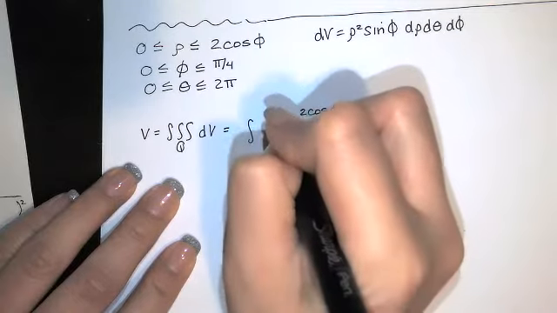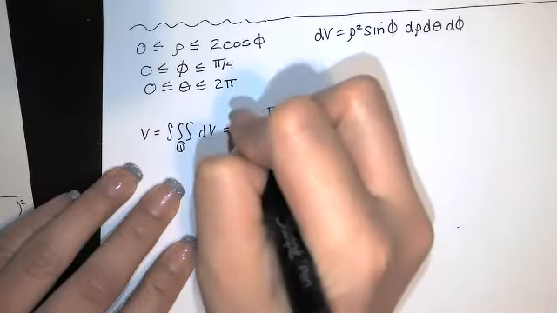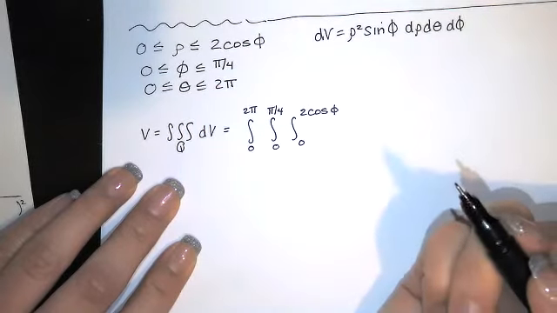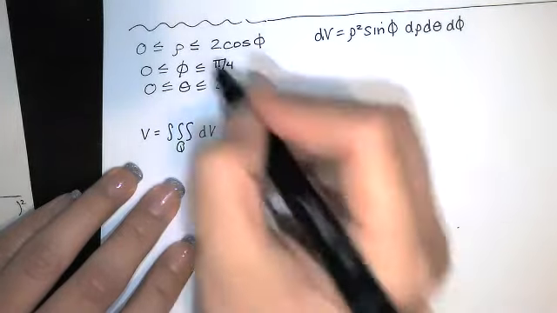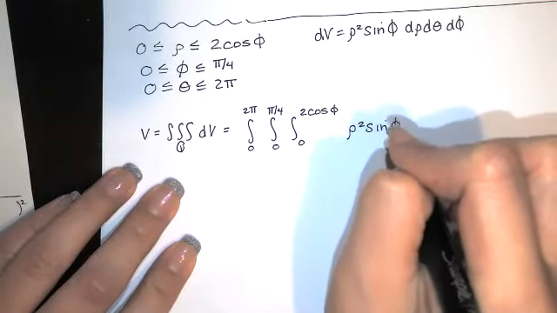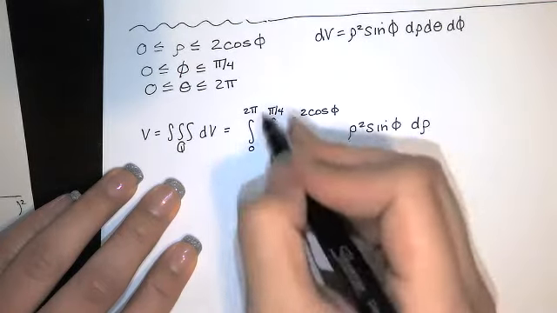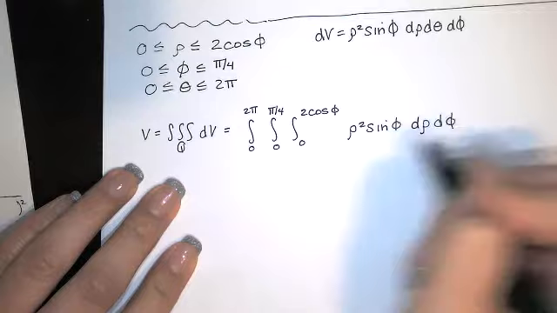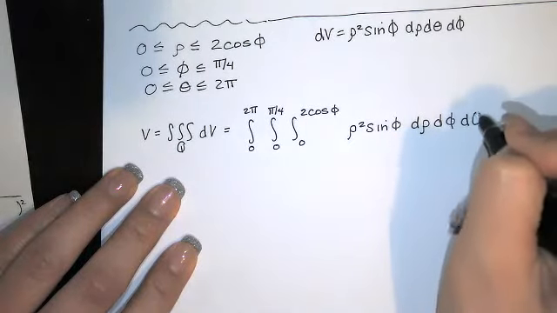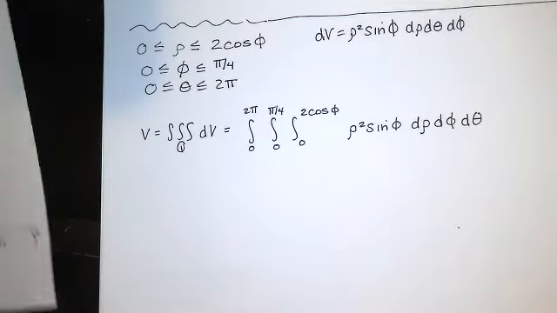And then let's integrate with respect to phi. So let's let phi go from 0 to pi over 4. And then we'll let theta go from 0 to 2 pi. And dv is not just d rho d theta d phi. It's rho squared sine of phi times d rho, integrating with respect to rho first, then d phi, because of that choice of the order, and then lastly d theta. Okay, cool.